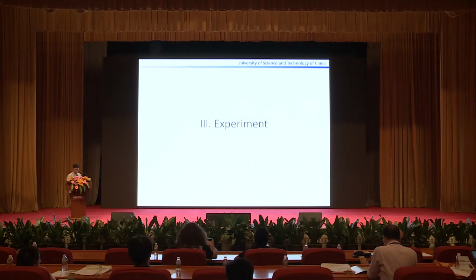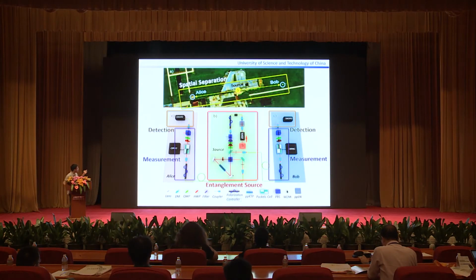Next, we'll talk about our experiment in a bit more detail. Our experiment is based on a loophole-free Bell inequality test, and the setup looks like this. We did the experiment in three locations. In the middle is the source, and at opposite positions are the measurement stations, about 93 meters and 90 meters away.